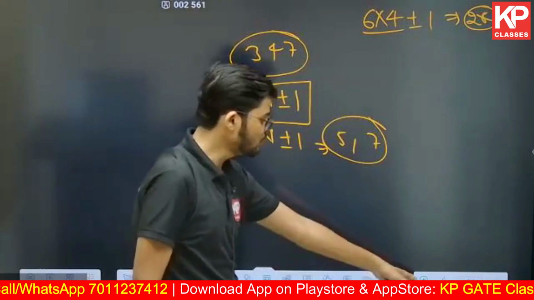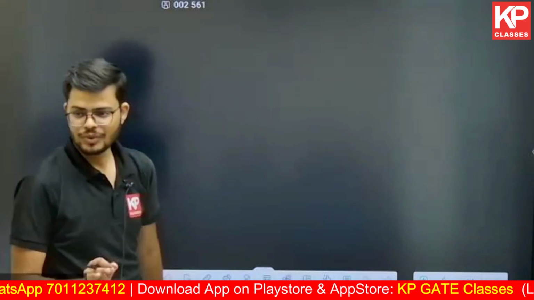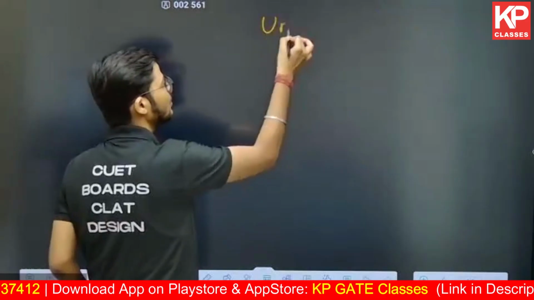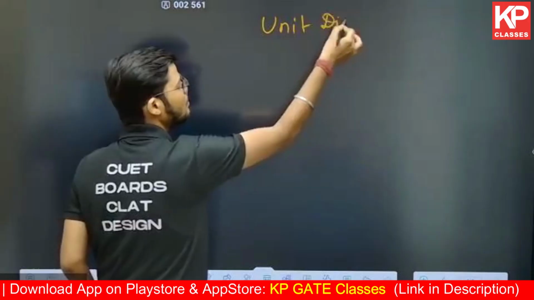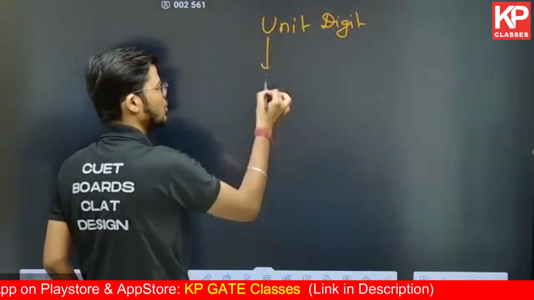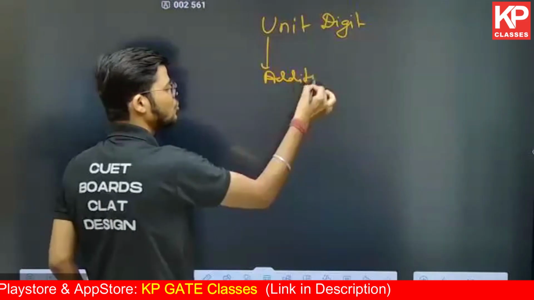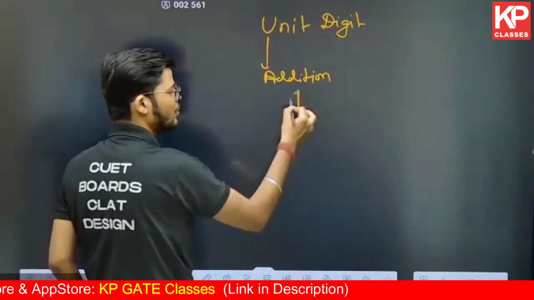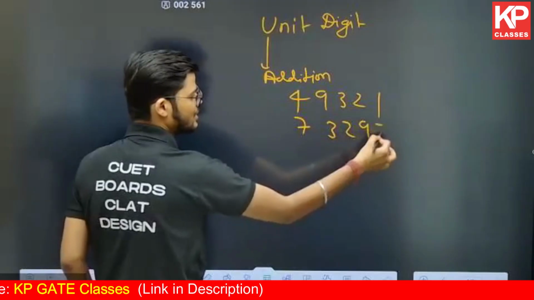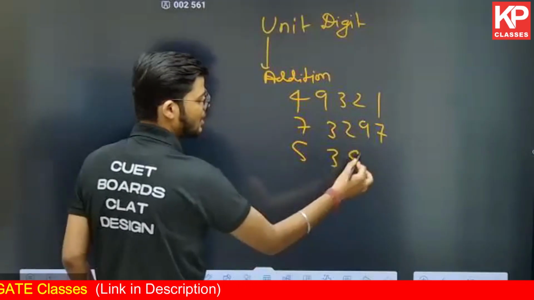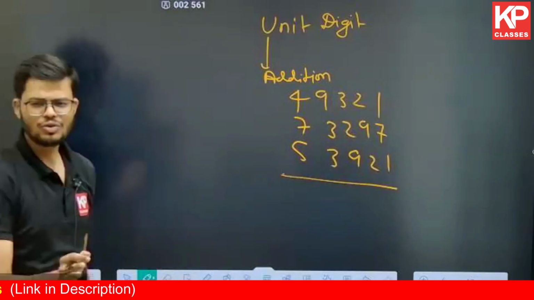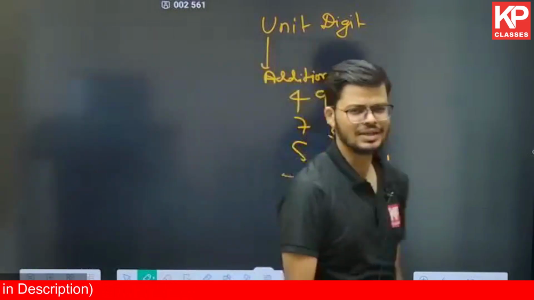Now the second part is going to be finding the unit digit. This is the first part, classification of numbers. Now let's talk about addition. If I add numbers like 4, 9, 3, 2, 1, 7, 3, 2, 9, 7, then 5, 3, 9, 2, 11, and we need to find the unit digit, it's very easy.